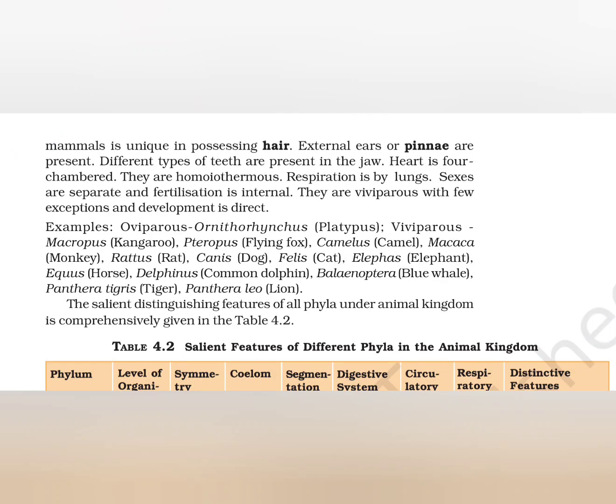External ears or pinna are present. Different types of teeth are present in the jaw. Heart is four-chambered. They are homeothermous. Respiration is by lungs. Sexes are separate and fertilization is internal. They are viviparous with few exceptions and development is direct.